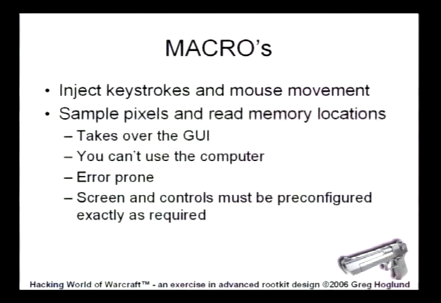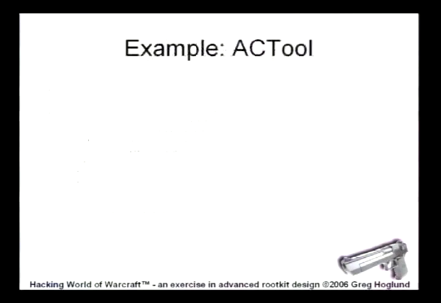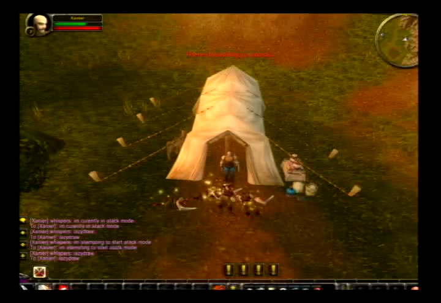So let's talk about macros for a second. They take over the entire graphical user interface. They inject keystrokes and mouse movements. You can't use the computer while it's running because it's actually driving the computer. And the feedback loop is typically either reading memory or sampling pixels. For example, you have a health bar, and if the red dot is here, you know you're at half health, things like that. So here's a little screenshot I took.